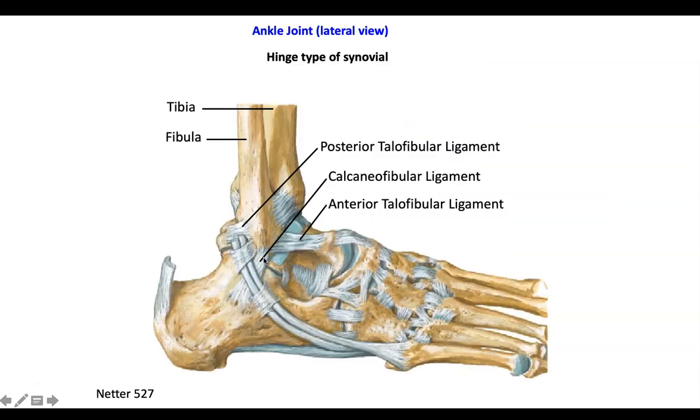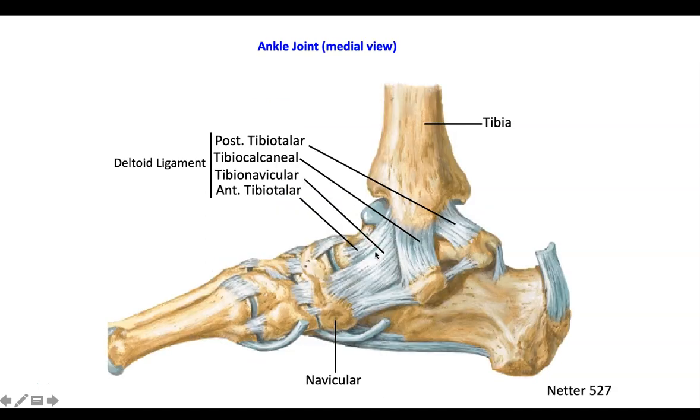The ankle joint is a hinge type of synovial joint. It lies between the lateral and medial malleolus, which articulates with the trochlear surface of the talus. The ankle joint is covered by a thin and loose joint capsule, and the joint capsule is reinforced by the lateral ligament and the medial ligament. Medially, there is a medial ligament.